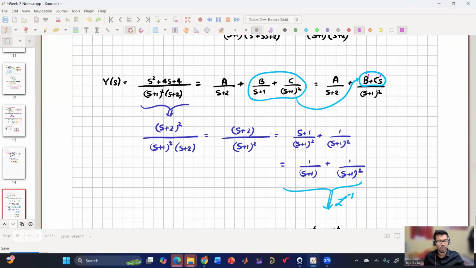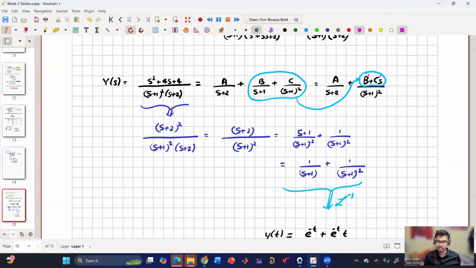So this is what we have discussed in week 2. Just to summarize, we have discussed about Laplace transform, we have discussed about the transfer function, and we have discussed about the block diagram representation.